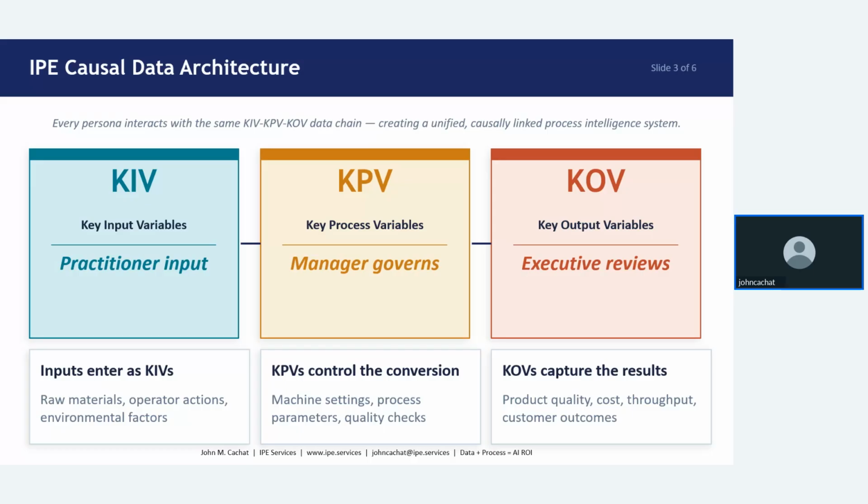Now, keeping in mind those 3 levels, again, going back to who's in charge of what and what do we do. Every persona interacts with the same data chain and process chain, creating a unified, causally linked process intelligence system. So the practitioner is telling us what's going on, the managers are looking at the process and what's working, and the executives are looking at the results. So we input our KIVs, the machine settings, process parameters, quality checks, all the things going into the process, which control the conversion, and the KOVs capture the results.